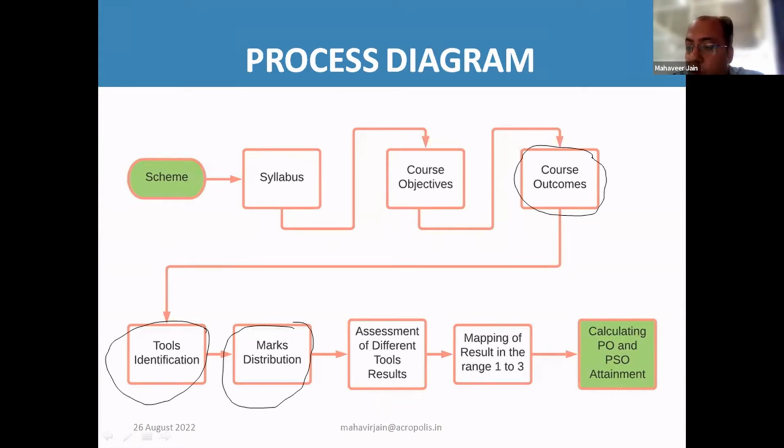Calculating PO-PSO and the attainment. Finally, I am just calculating whether I have attained PO or PSO for my particular course. Suppose I am teaching data structure, then I need to identify certainly that my subject has achieved the PO and the PSO that we have decided in the program. Am I clear in this? Or is there any difficulty in this?